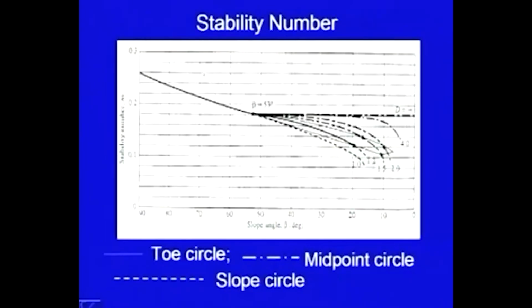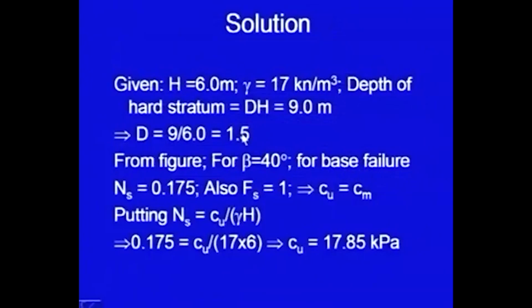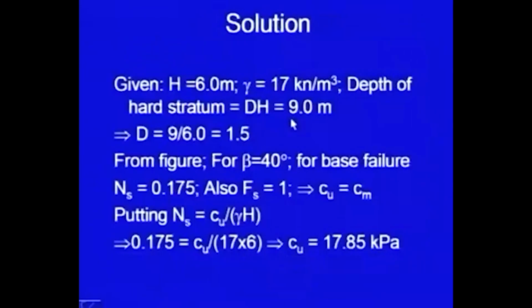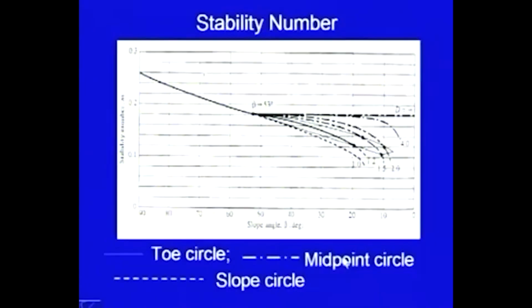These are the charts for different d values, and d here, as we have calculated, is 1.5. So, this is d equal to 4, 2, 1.5, 1.2. Corresponding to 1.5 we get somewhere here, and that value one can easily interpolate. That value was 0.175. So, once Ns is available, this expression is simple to use and you get the value of Cu.